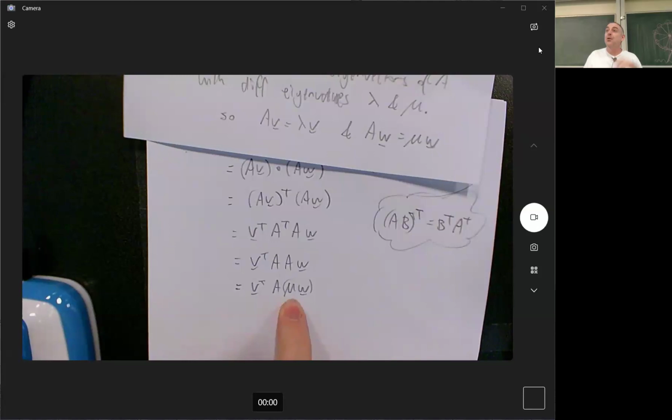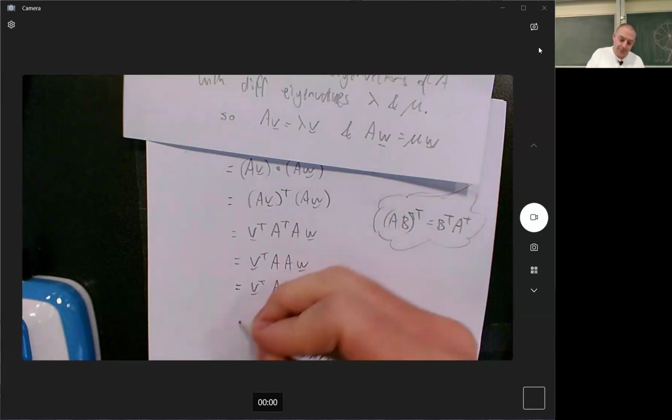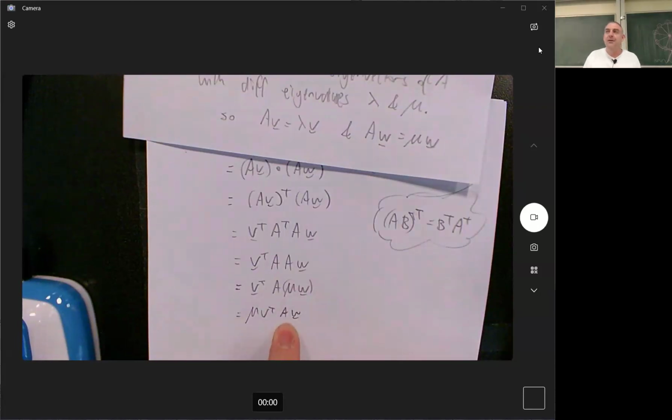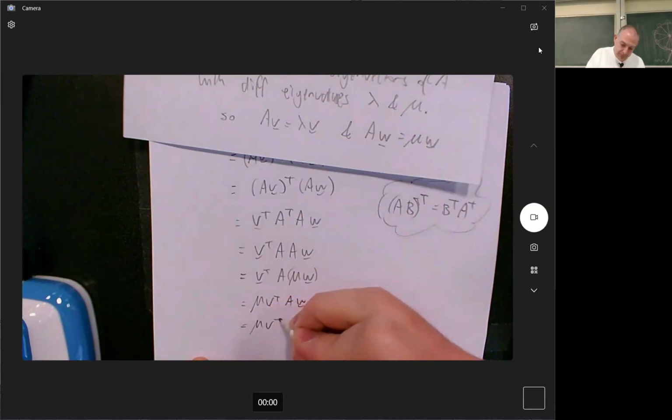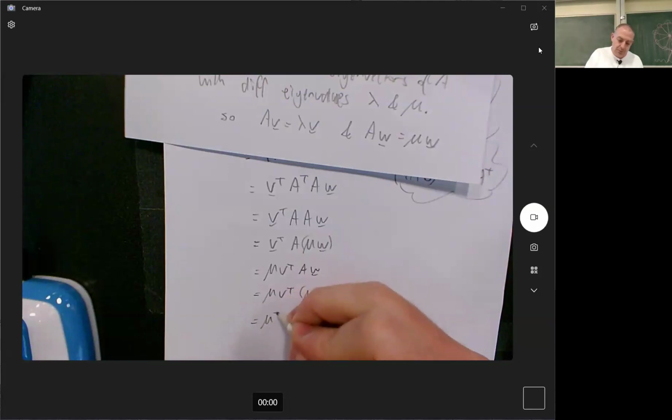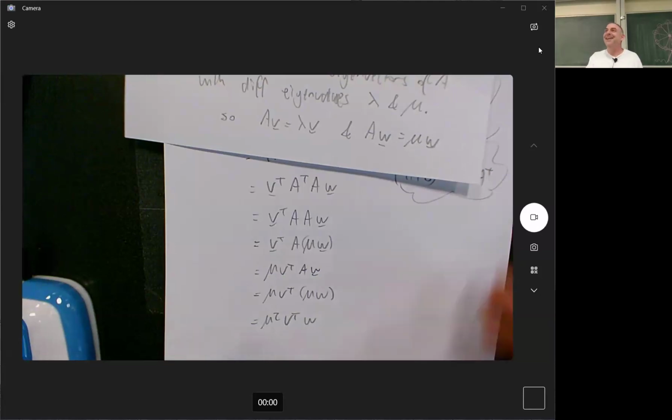And that's a number, so I can bring it all the way out the front. And AW is mu W. And so I've got mu squared V transpose W. Hoo-ha. David, why are you smiling so much? How does that help us? Just watch. You're ready?